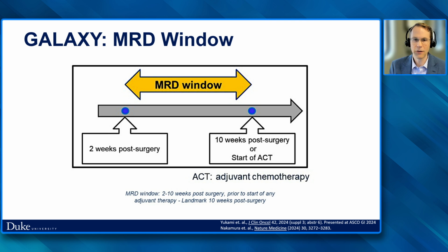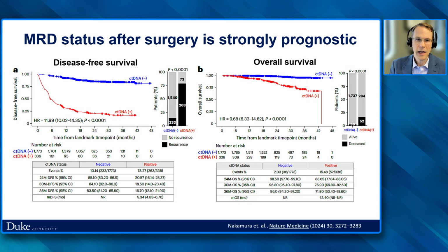So the first time point they looked at is the so-called MRD window. This window opens up 2 weeks after surgery and closes 10 weeks after surgery, and this is just looking at the performance of the test at this one blood draw. And here we can see that a negative result confers much better prognosis. So we see a 2-year disease-free survival of 85% if that test is negative immediately after surgery, compared to only 20% 2-year disease-free survival for a patient who's positive at that single postoperative time point. We also see a difference in overall survival, though not quite as large.